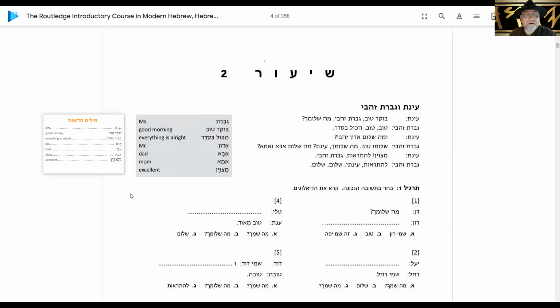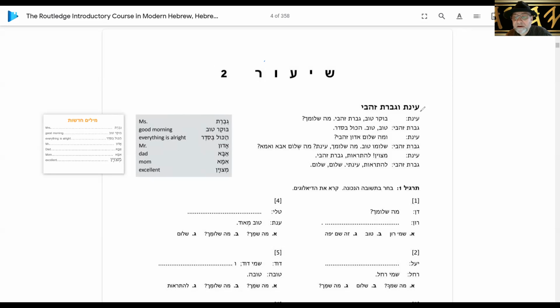Okay, so now that we've got that, this time I've got the exercises on this one too, so I don't waste time. So let's take a look at this one here.